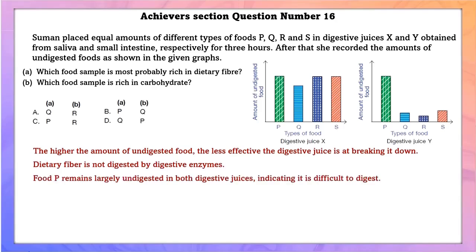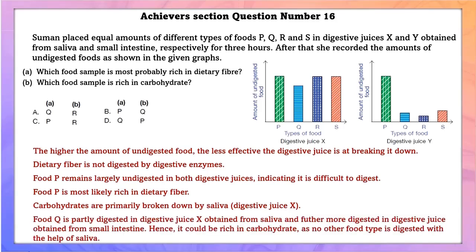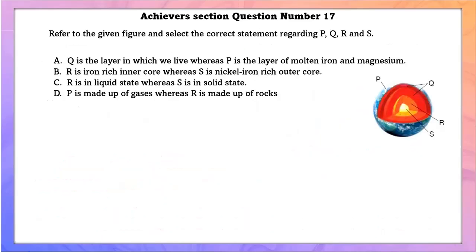Food P remains largely undigested in both digestive juices, indicating it is difficult to digest. Food P is most likely rich in dietary fibers. Carbohydrates are primarily broken down by saliva, that is digestive juice X. Food Q is partly digested in digestive juice X, obtained from saliva, and furthermore digested in digestive juice obtained from the small intestine. Hence, it could be rich in carbohydrate, as no other food type is digested with the help of saliva. So, the correct option which satisfies this is the B option. Achiever section question number 17.